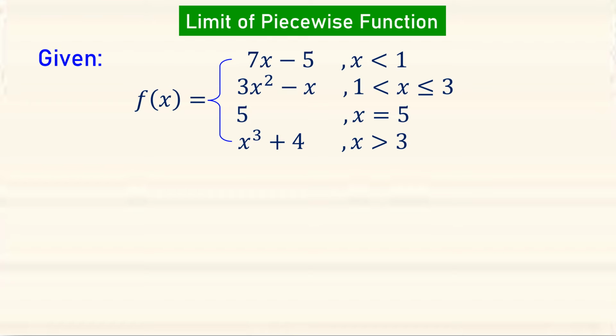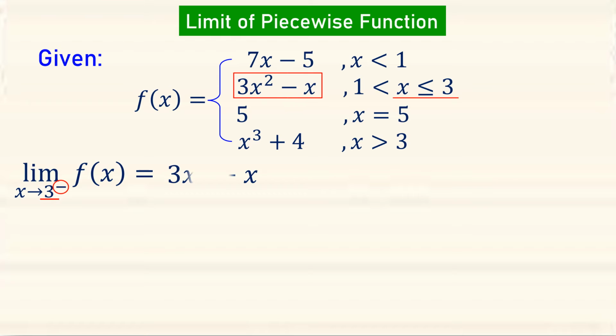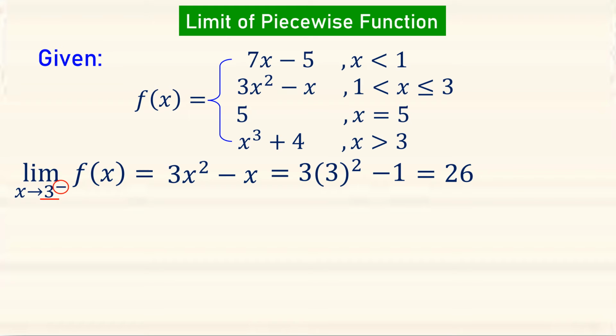Now, using the same piecewise function, we are going to determine the limit of f of x as x approaches 3 from the left. So take a look at the value of your x. It should be 3, and it should be less than. So we have x is less than or equal to 3. So we will be using 3x squared minus x, and we are going to substitute the value of your x. So we will be getting 3 times 3 squared minus 1, and it is equal to 26, because 3 squared is equal to 9 times 3 is 27. So 27 minus 1 is 26.